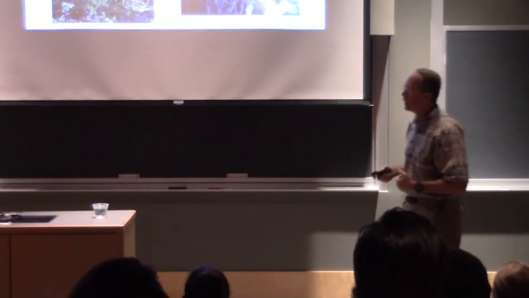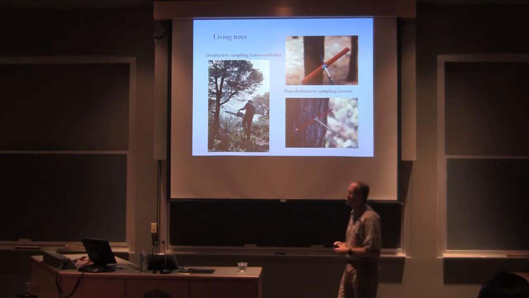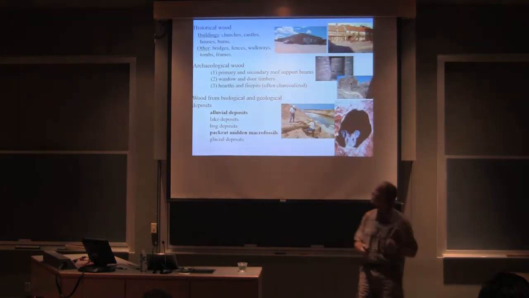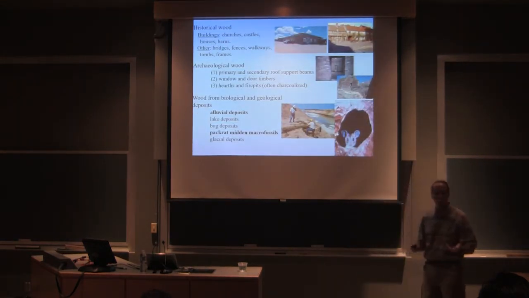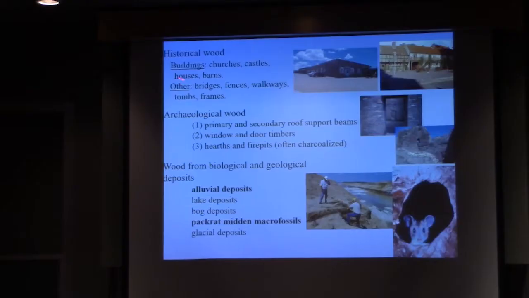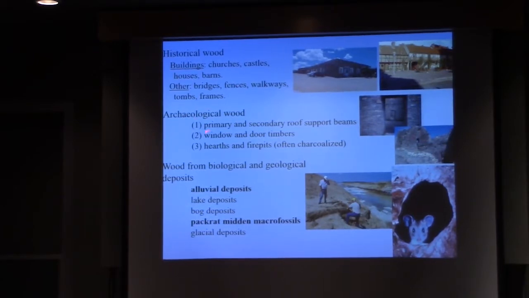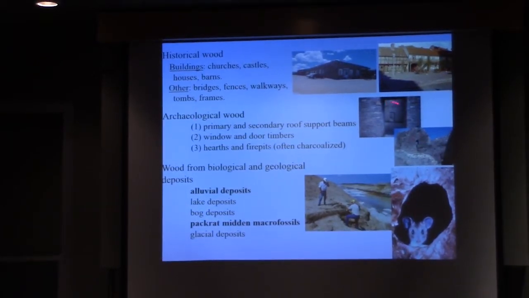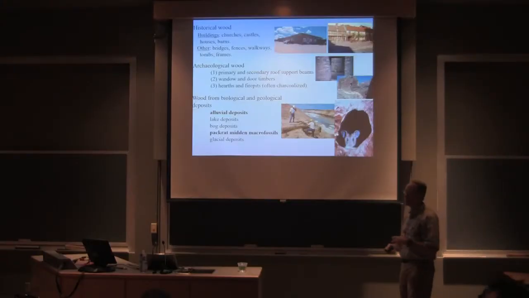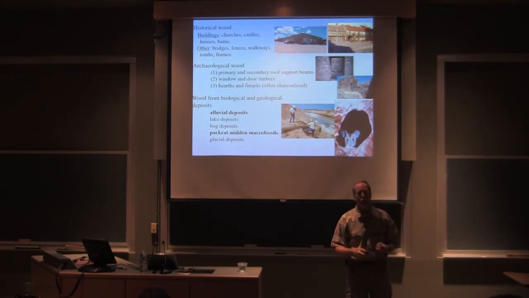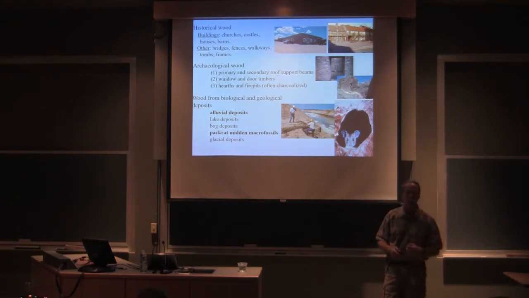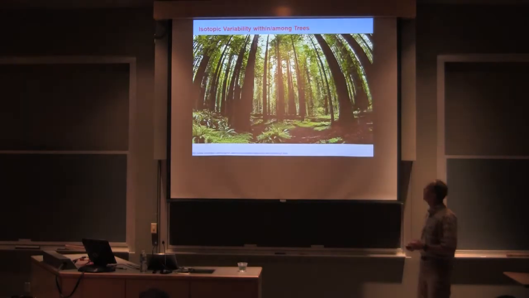Or you can use the old chainsaw and get the cross section. I'll show you some of the reasons for that. You can get them from trees, obviously, or you can get them from historical buildings, bridges, fences, archaeological wood. There's wood right there from thousands of years ago. Alluvial deposit, there's some wood right there. Bog deposits, pack rat middens, there's all kinds of things that you can get cellulose records from. But that's where you get them from.